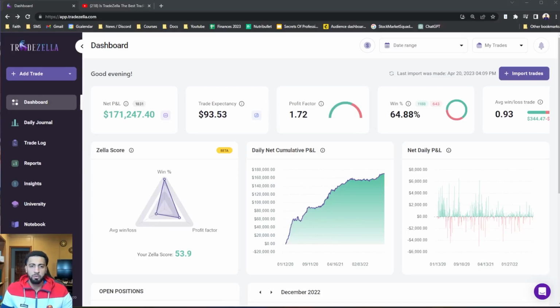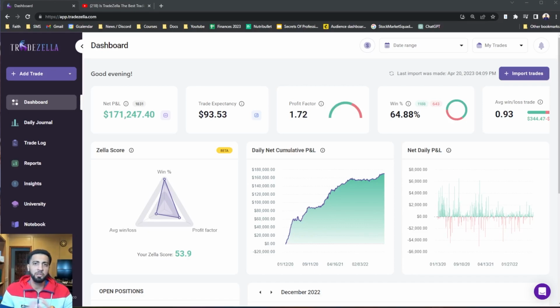We're going to go over all the new things that TradeZella has added. We're also going to go over a lot of favorites that people were liking about TradeZella, and some of the new things that were added that have helped me trade better, review better, and ultimately execute better. So without further ado, let's get right into it.